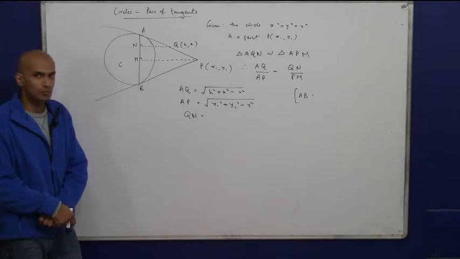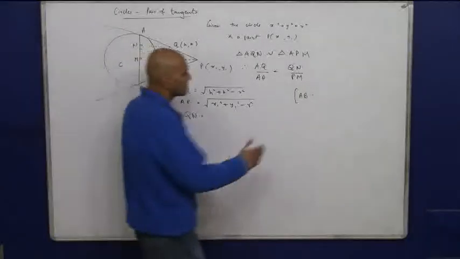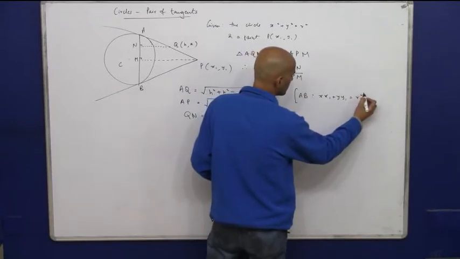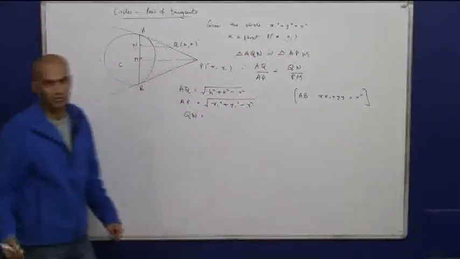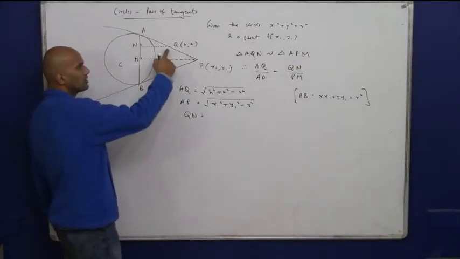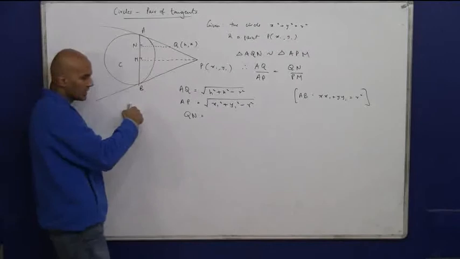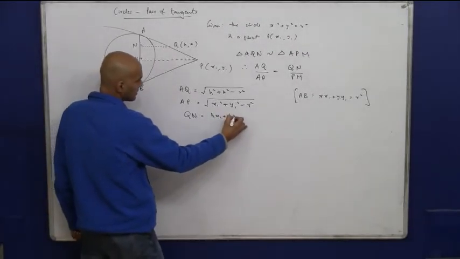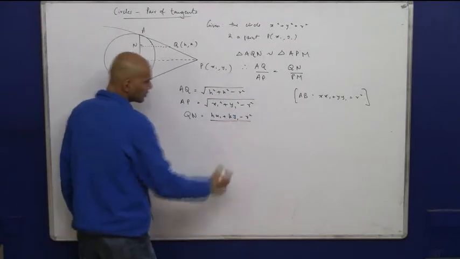It is going to be x x1 plus y y1 is equal to r square. This is the equation of the chord of contact AB. So Qn, which is the perpendicular distance from this point Q onto this line, will be equal to h x1 plus k y1 minus r square.